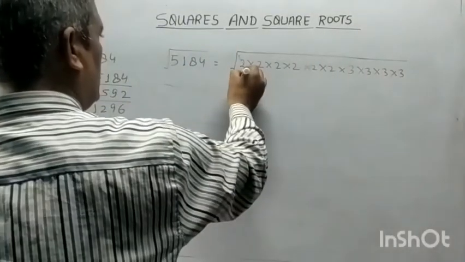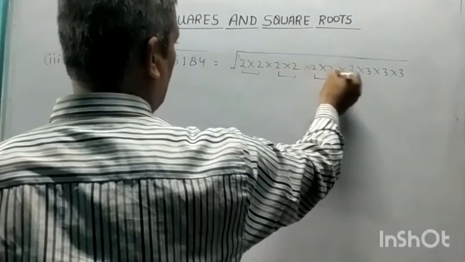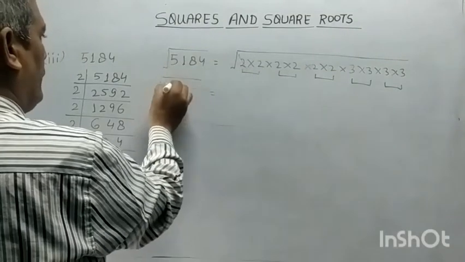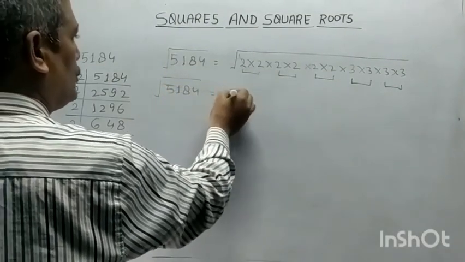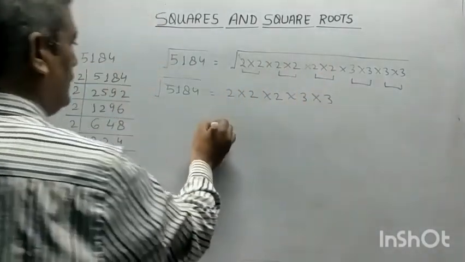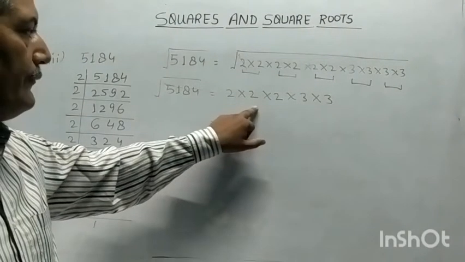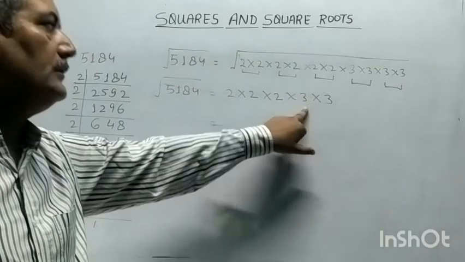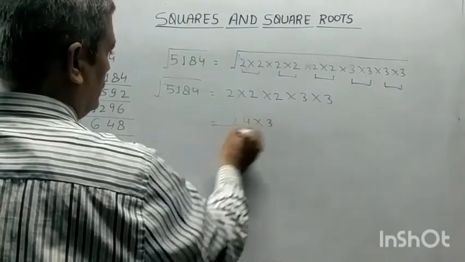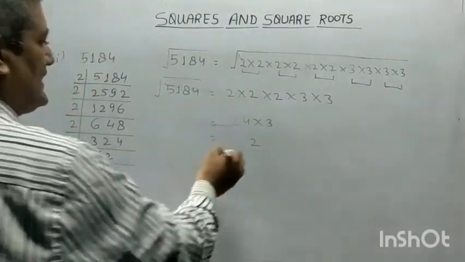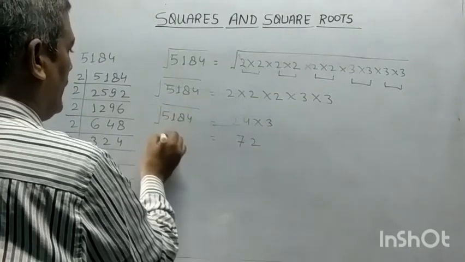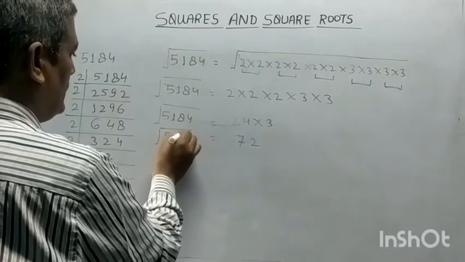Now make the pairs: first pair, second pair, third pair, fourth pair and fifth pair. Take out the numbers from their pairs. 2 multiply 2 multiply 2 multiply 3 multiply 3. The product is 2 2s are 4, 4 2s are 8, 8 3s are 24 and 24 3s are 72. The square root of 5184 is 72.